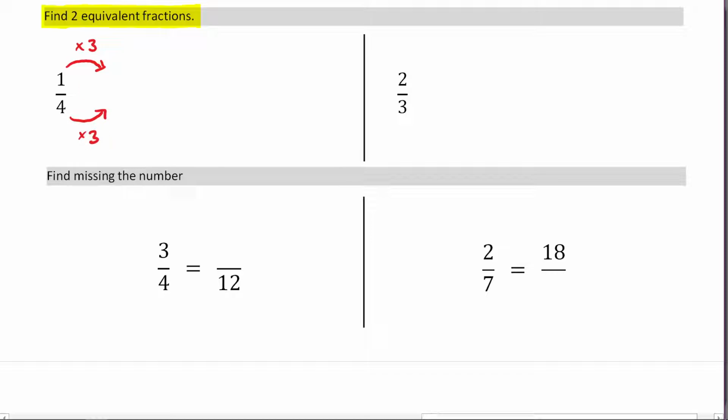Whatever you do at the top, you must do the bottom. So because I'm multiplying the top by 3, that means I must multiply the bottom by 3. 1 times 3 is 3. 4 times 3 is 12. So 3 on 12 is an equivalent fraction to 1 on 4.